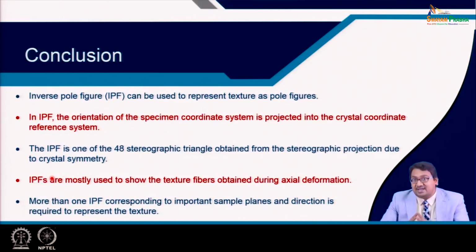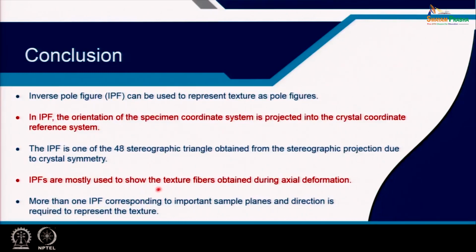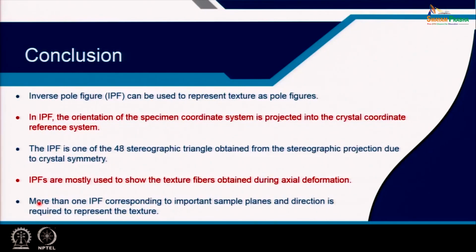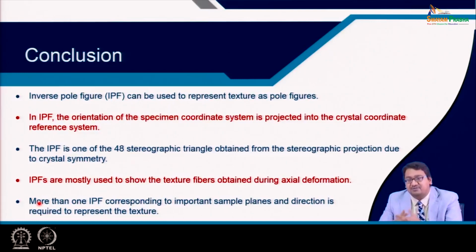The number of stereographic triangles present in case of orthorhombic or triclinic or hexagonal systems may be different. The IPFs are mostly used to show texture fiber obtained during axial deformation. So, inverse pole figures are mostly used to show the texture fibers which are obtained during extrusion, drawing or any other axial deformation like compression, open die forging kind of situation. More than one IPF corresponding to important sample reference planes and directions is required to represent the texture. So, if there are 3 IPFs, then you need RD IPF, TD IPF and ND IPF to represent the texture.